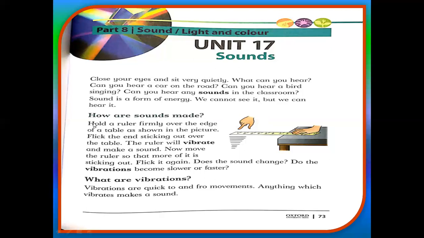Okay. Next question is, how are sounds made? Now look at this picture. You can see here in this picture there is one table and one ruler. Only a table and a ruler. And you can also do this experiment at home. But first of all, listen to me. How are sounds made? You can hold a ruler firmly on the edge of a table. You can see here like this. This is a ruler. More than half of it is out of the table and less of it is on the table.